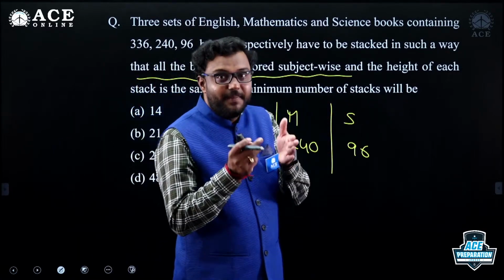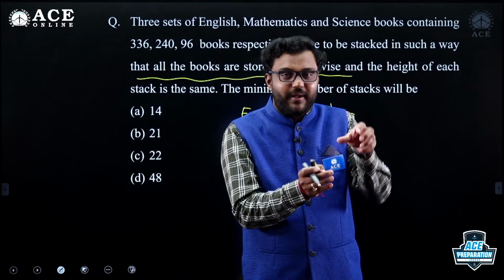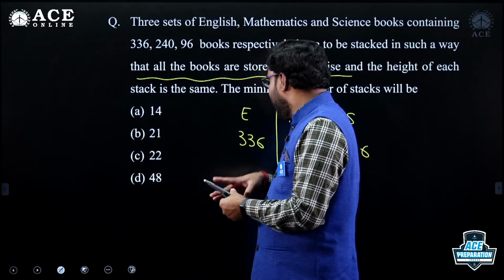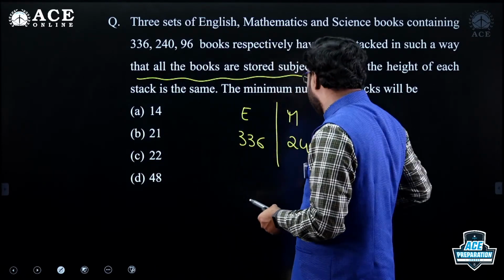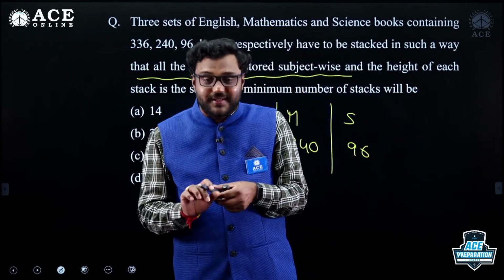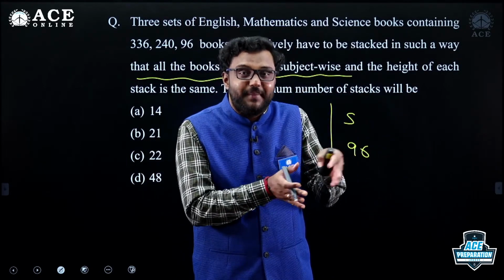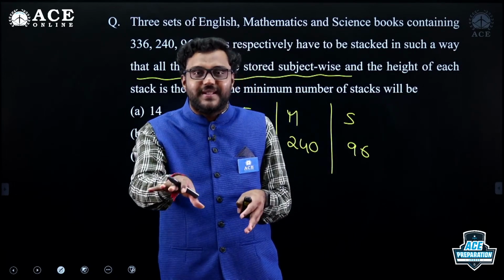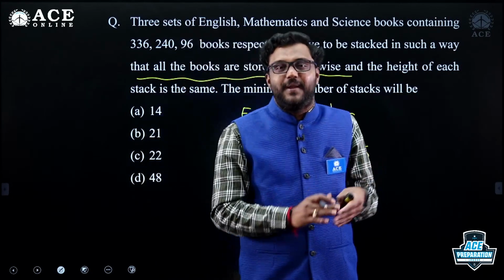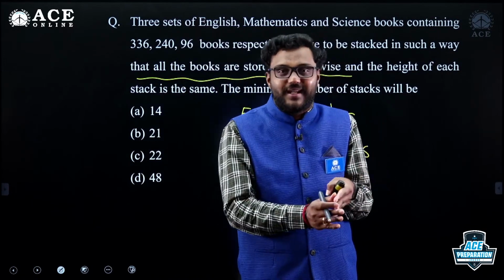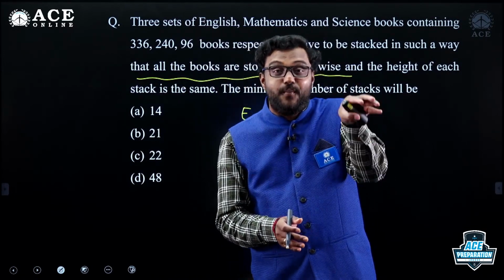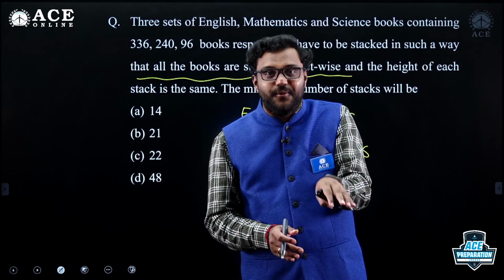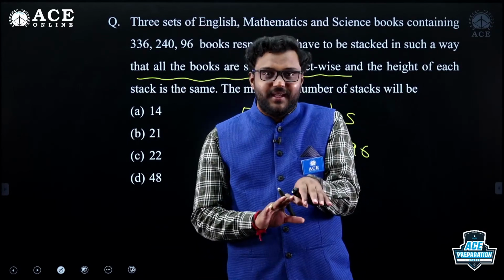Listen, you are bundling that into groups. Okay, you are dividing into bunches. This English we are dividing into some bunches. Maths also some bunches. Science also in some bunches. Each bunch should have the same number. When you will get minimum groups or minimum bunches is when each group has more books. More books in each group will give number of groups less.